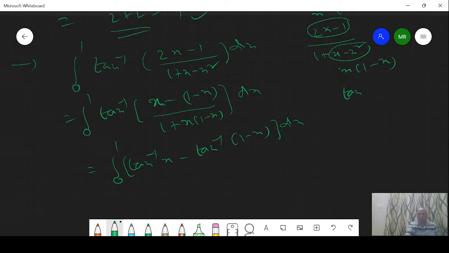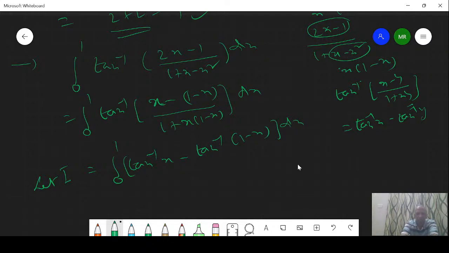You remember the formula: tan inverse of (x minus y) by (1 plus xy) means I can write tan inverse x minus tan inverse y. So using this I have written it like this. Then to simplify, I can use a very simple technique here. Let this be I.